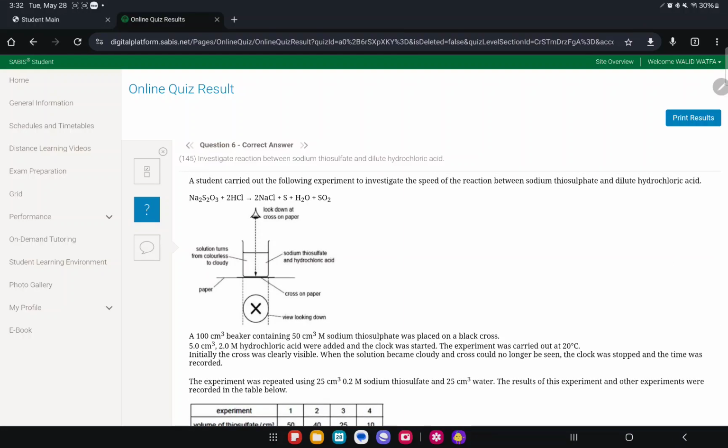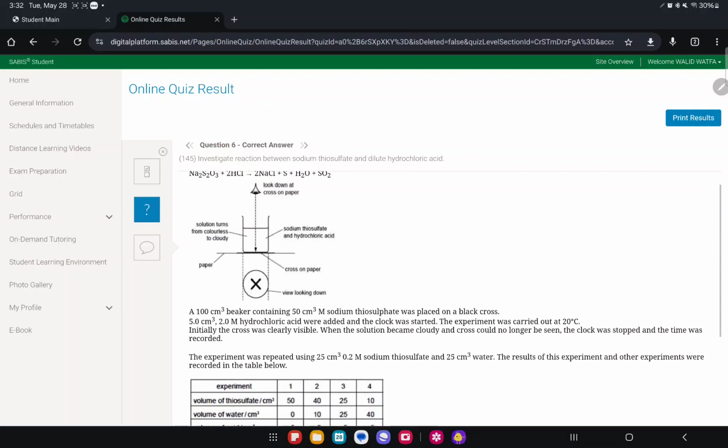A student carried out the following experiment between sodium thiosulfate and hydrochloric acid. They reacted the sodium thiosulfate with hydrochloric acid and it produced these products. How the experiment went, there was a beaker, 100 cm3. It contains 50 cm3 of the sodium thiosulfate, Na2S2O3. They placed it on a black cross. 5 cm3 of hydrochloric acid were added and the clock was started, and they carried it out at 20 degrees Celsius, so the temperature is 20.